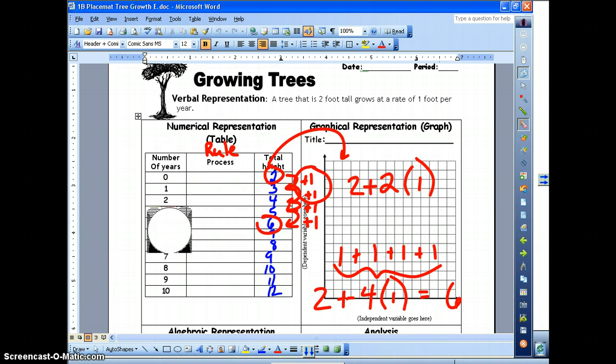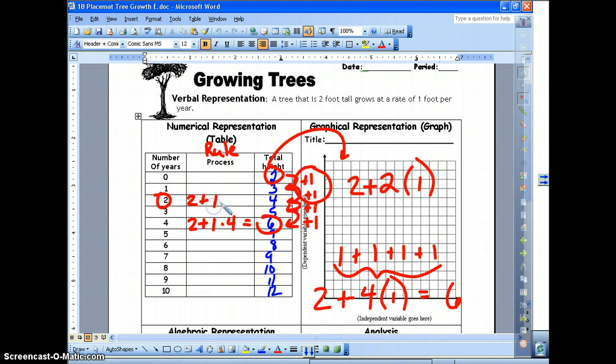I think what we're going to have to do is take our 2 feet that it started off at and add, at this point, 1 foot of growth over a 4-year period. That works out. Back here at 2, we started off at 2 feet tall. We had 1 foot of growth for 2 years, which equals, yep, that adds up. I want you guys to finish out your rule. Finish out this column and I'll wait on you.